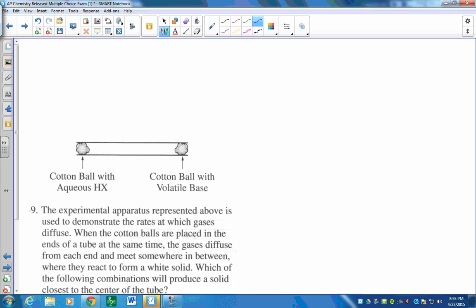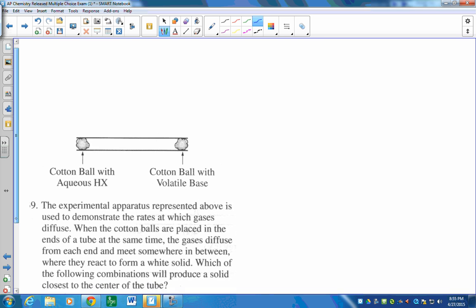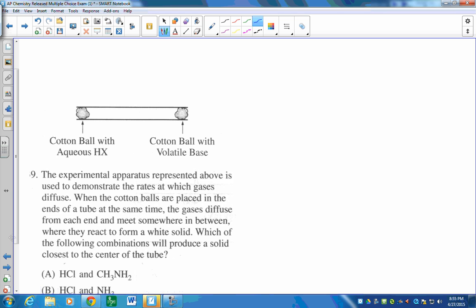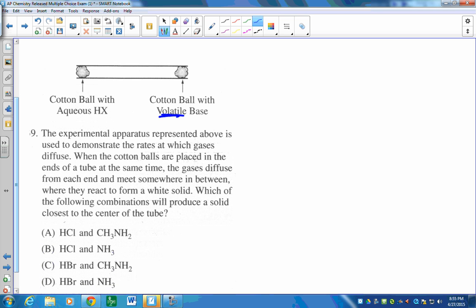And then 39. Oh, this is interesting. I like this problem. Okay, so volatile means it enters the vapor phase. One of the things you're supposed to know is that two gases at the same temperature, so you have gas 1 and gas 2, if they're at the same temperature, they have the same kinetic energy. So the kinetic energy of 1 equals the kinetic energy of 2.